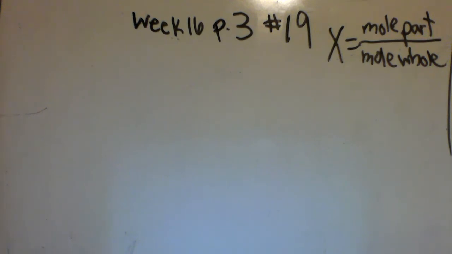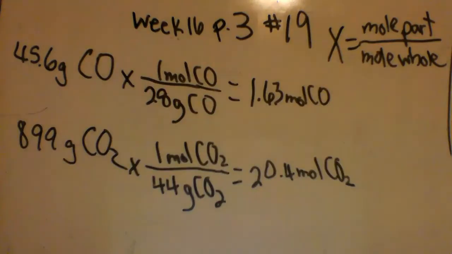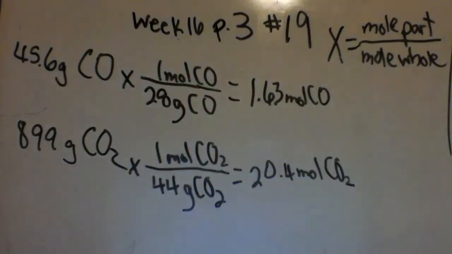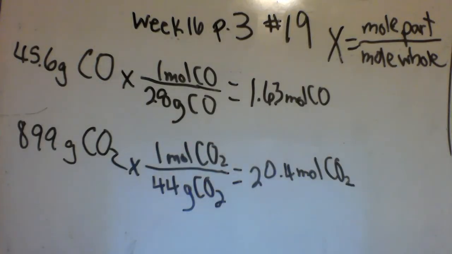The first thing that we're given is 45.6 grams of carbon monoxide and 899 grams of carbon dioxide. Both of the components need to be converted to moles. Although the question is only asking for a mole fraction of carbon monoxide, in order to find the moles of the whole solution as a total, we need to know the moles of each component.